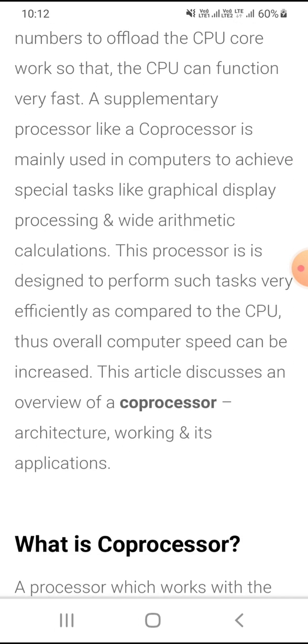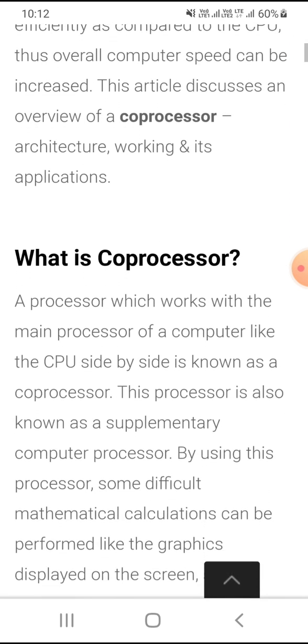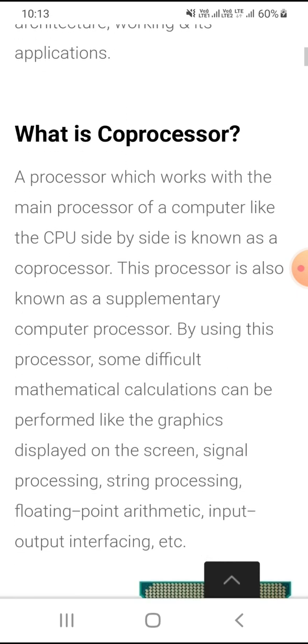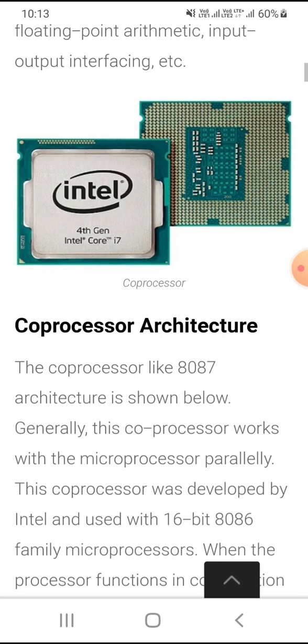We will look at the architecture, working and application. So, what is the coprocessor? A processor which works with the main processor of a computer like the CPU side by side is known as a coprocessor. This processor is also known as a supplementary computer processor. By using this processor, some difficult mathematical calculations can be performed like graphical display on the screen, signal processing, string processing, floating point arithmetic, input output interfacing, etc.